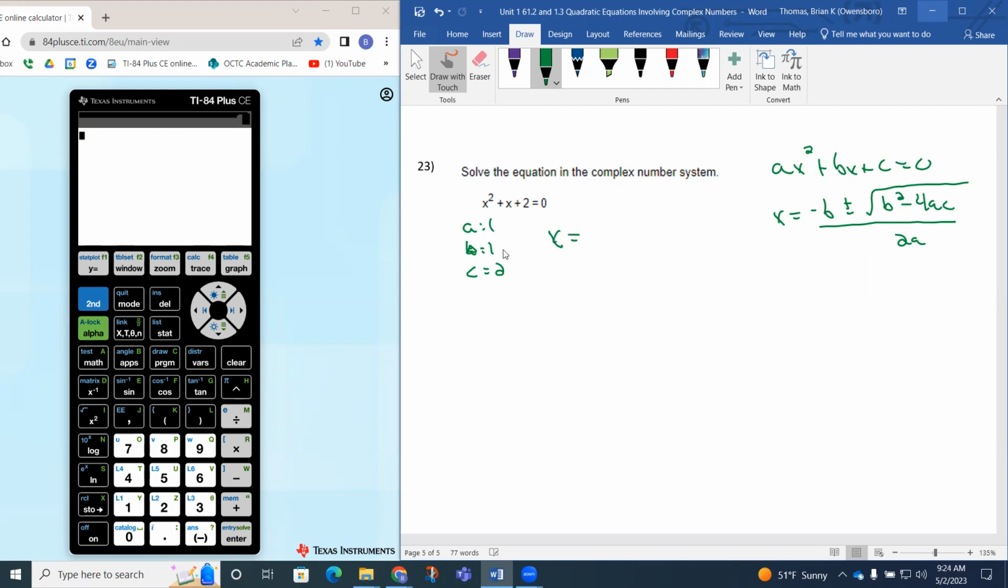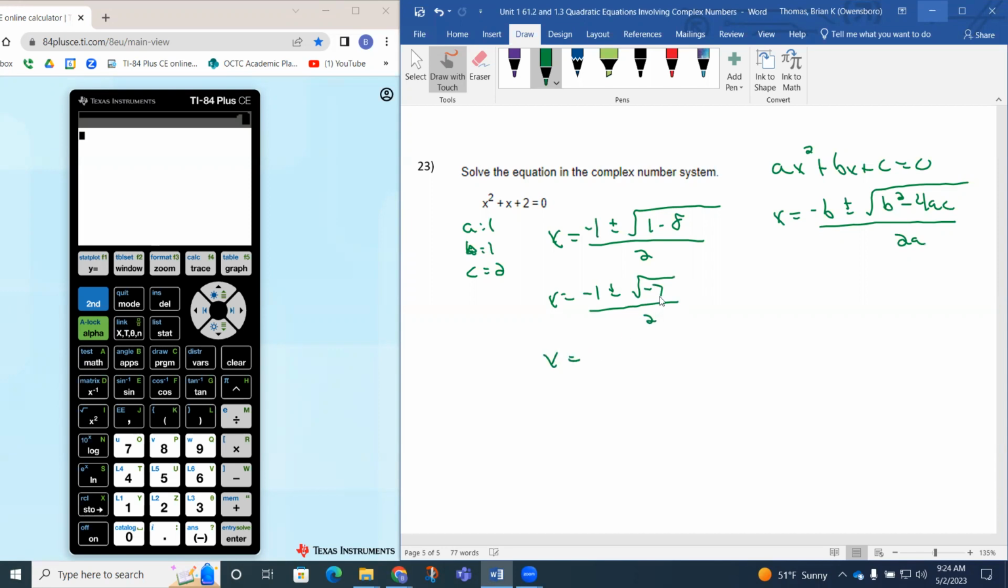So x is going to equal the opposite of b, so the opposite of 1 is -1, plus or minus the square root of 1 squared, which is just 1, minus 4 times a times c. So that's 4 times 1, which is 4, times 2 is 8. That's going to be -8 then. Then it's going to be over 2 times 1, which is 2. So we then have x equals -1 plus or minus the square root of, 1 minus 8 will be a -7, and then that would be over 2.